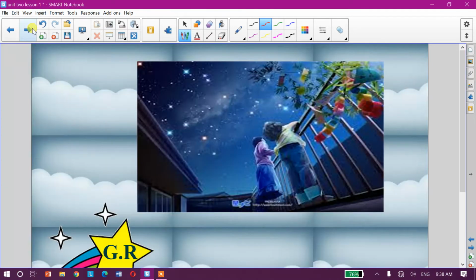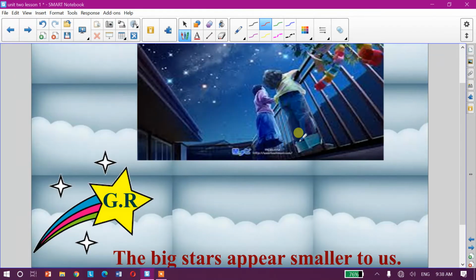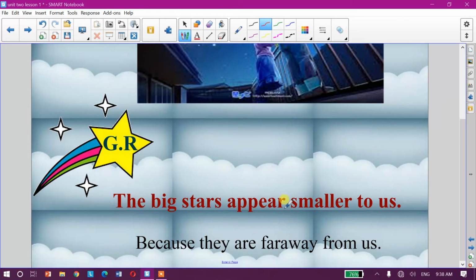And we had before the properties of stars. Number one, stars are very far away from us. Number two, they are shining or lighting bodies. Number three, they have different sizes.